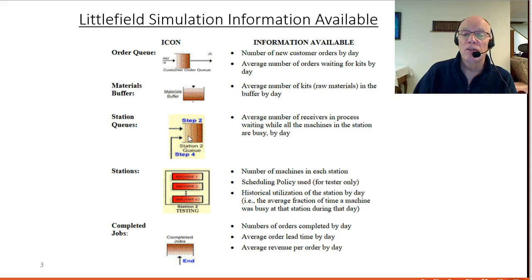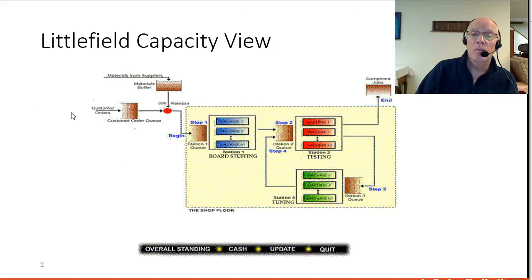For each station, you can click on the little queues ahead of time, so this will work for all 3 of the station queues, and it'll tell you how much is waiting, by day, while all the machines are busy. And then finally, each station, I can click on here, and again, not just station 2, any of the stations. It'll tell you how many machines you have available, what the policy is for scheduling, which is for the testing station only. Remember the testing station gets items. Let me go back. Here we go.